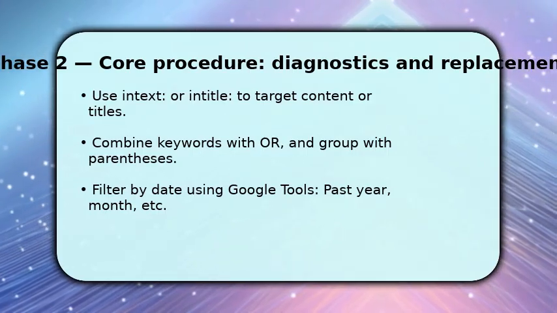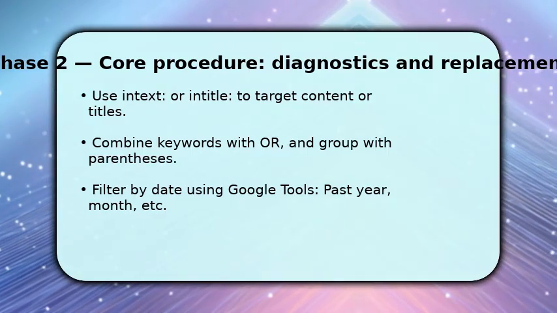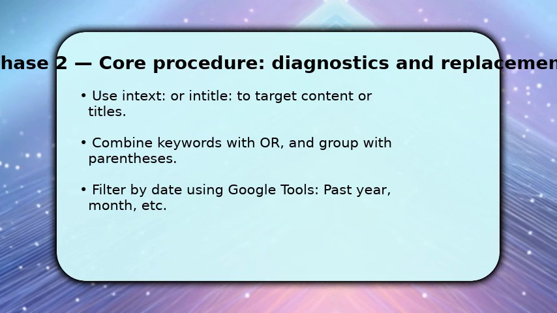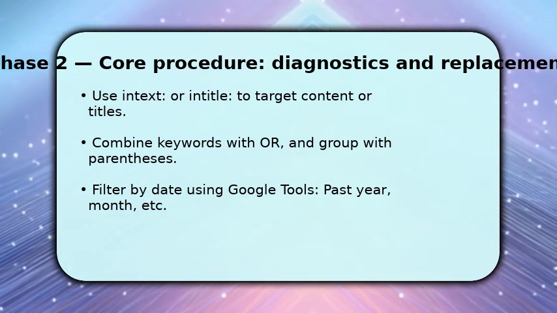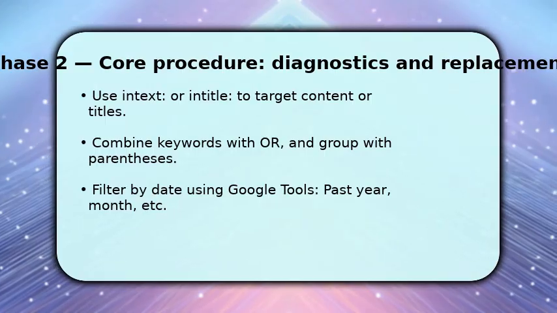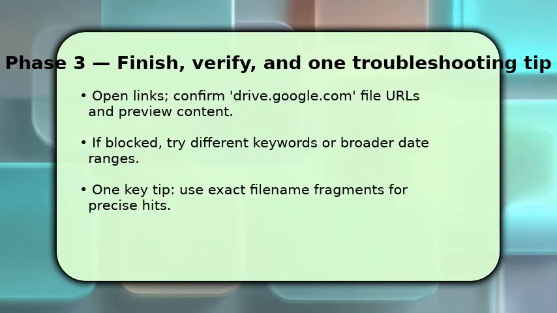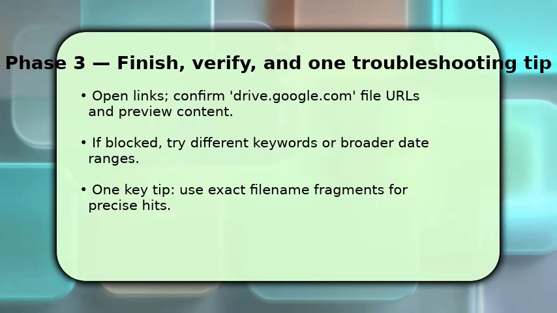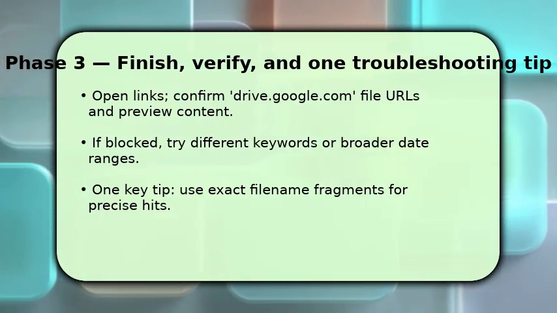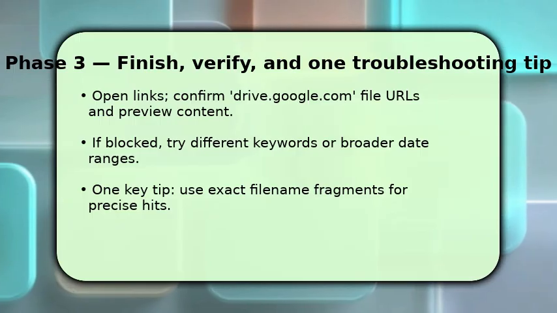Make sure to iterate. Change a keyword, swap file type, or tighten the phrase until the result list yields direct links to Drive files rather than directory views. To finish, click Results and verify each URL is a drive.google.com file link, then preview to confirm it's public and relevant.